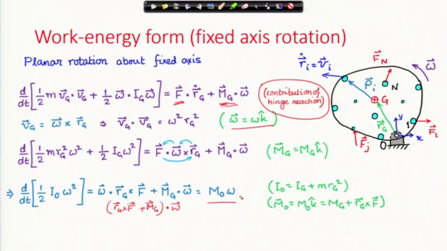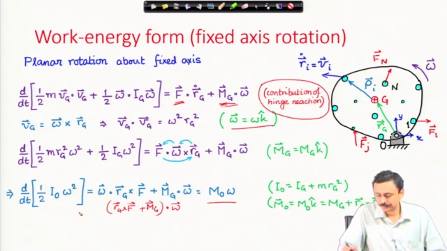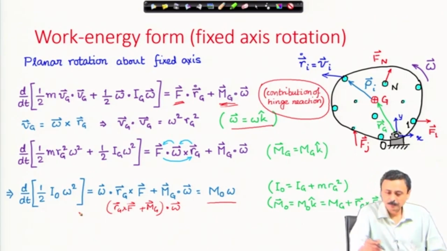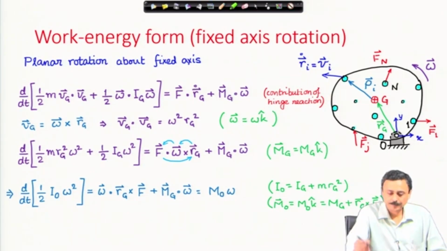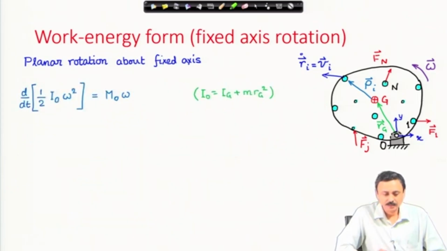Therefore, it is very easy for a fixed axis rotation problem. It is always good to apply it at the hinge. Therefore, this is the total kinetic energy in fixed axis rotation. So, this is our expression.